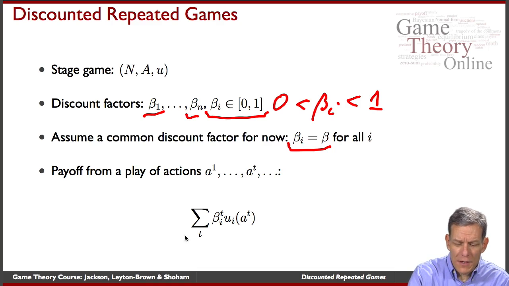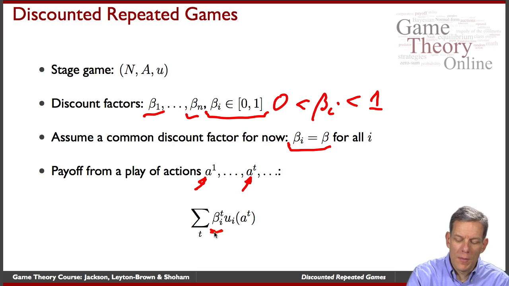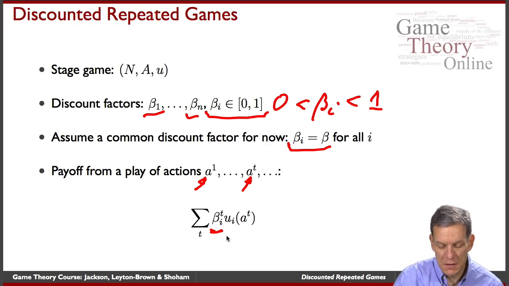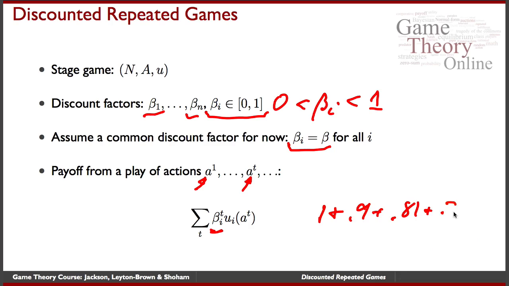And then the idea of discounting is the payoff that you get from a whole sequence of actions. So a profile of actions a^1 played in the first period and a^t in the t-th period and so forth. What you just do is you sum up these payoffs, but now you weight them by an exponentially decreasing function, which is the discount factor raised to the power of t. So if this payoff was 1 every day, I'd be getting 1 today plus 0.9 plus 0.81 plus 0.72, et cetera, right? So that's the idea.